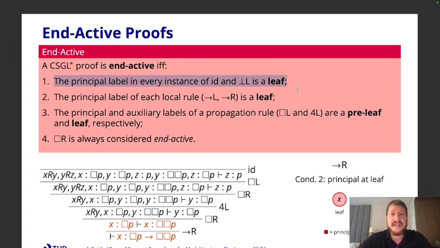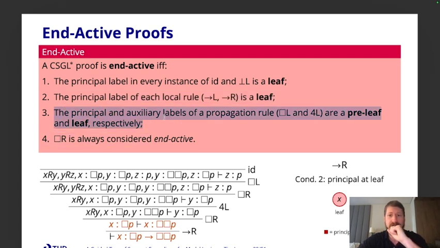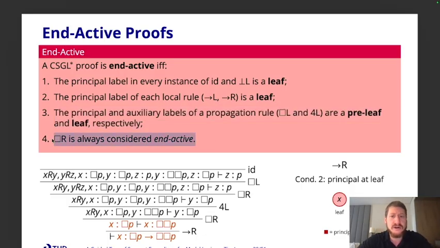That means that in an instance of ID or falsum left, the principal formulae, their labels, are leaves inside of the tree sequent. The second condition says that the principal label of an implication left or implication right rule is a leaf. Condition 3 says that the principal and auxiliary labels of a propagation rule like box left or 4 left are pre-leaves and leaves respectively. What I mean by pre-leaf, by the way, is a parent of a leaf node. And the fourth condition says that box R is just always considered to be end-active. Bottom up, this introduces a fresh point, which is a leaf inside of the tree. We just consider it to be end-active.